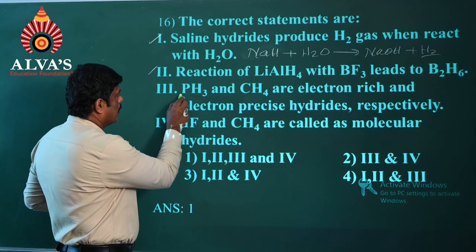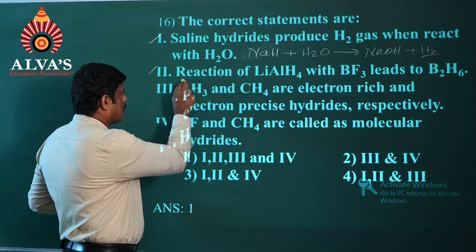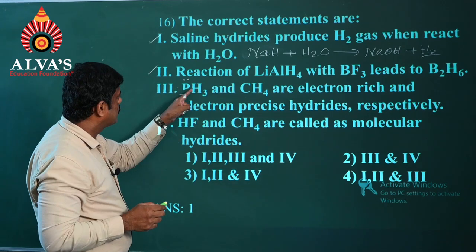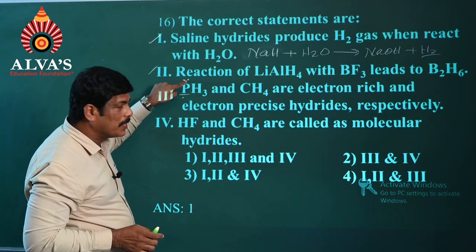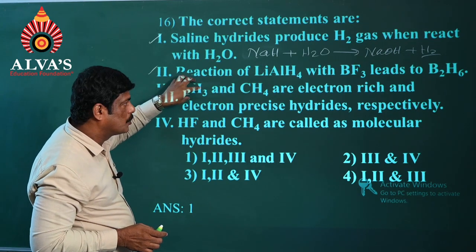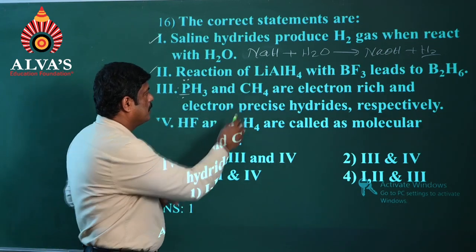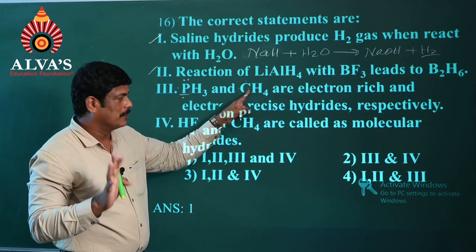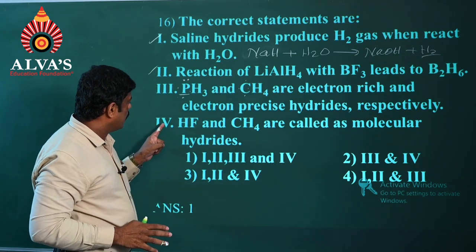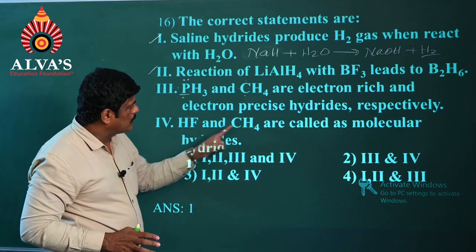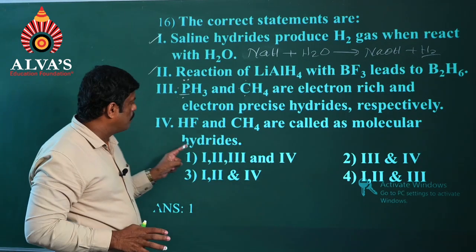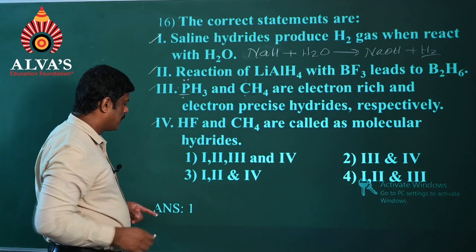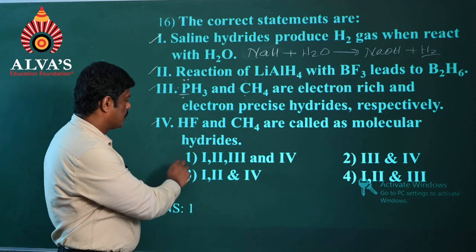That is also correct. See, in PH3, P has one lone pair of electrons and 3 unpaired electrons, and the 3 unpaired electrons make bonds with 3 hydrogens. Due to the presence of a lone pair of electrons, it is an electron rich group. Carbon in CH4 has 4 valence electrons, hence electron precise. So the statement is correct. Fourth one, HF and CH4 are called molecular hydrides. That is also correct. Means all the 4 options are correct. Hence we have to go for the first option.